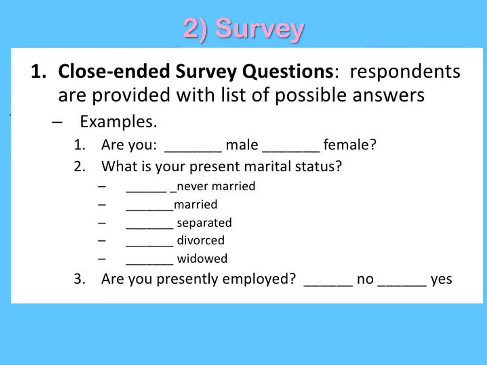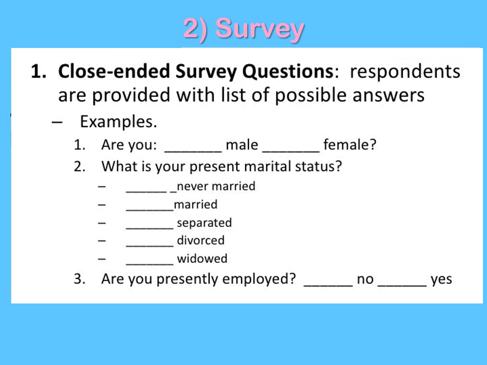You could say 32.4% said never married, 48.6% said married. And so when you're reporting the information, it's easier to report back because you can give very clear percentages. The downside of closed-ended questions is it's not good for questions that require nuance.